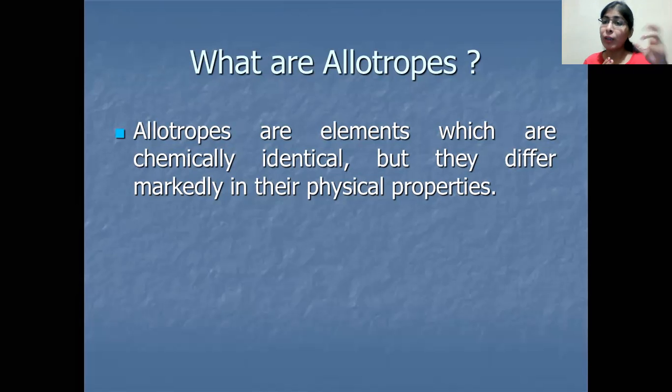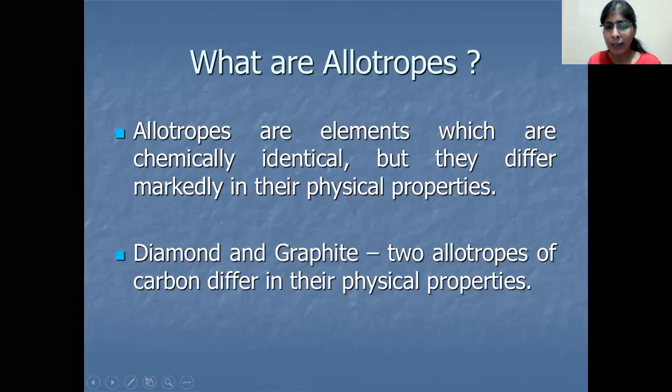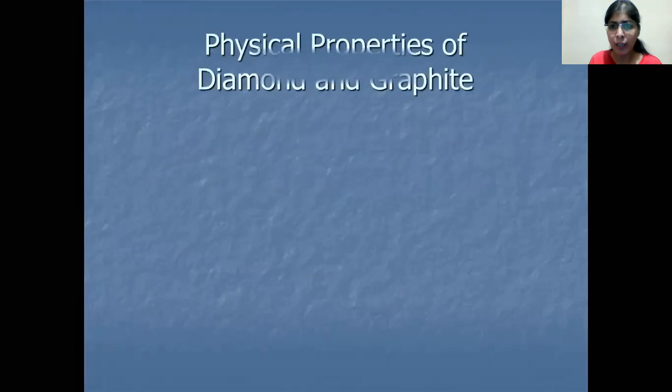The melting point of diamond is very high. So like this, diamond and graphite are the 2 allotropes of carbon which differ in their physical properties. How they differ, I'll show you that.